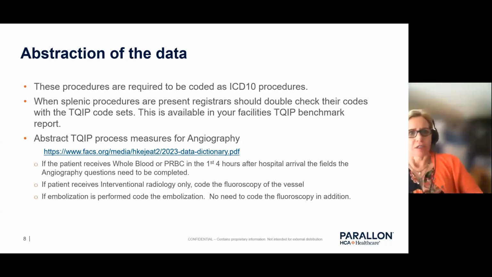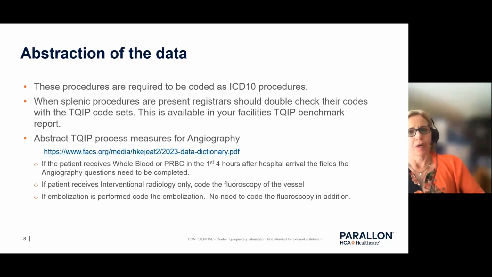So when splenic procedures are present, I always kind of pop in and just look at my splenic codes and see, well, is this one of these splenic codes, right? I like to compare it and see what I have. And then I like to go back and see, well, is that really what it is? If I don't have this code, should it meet that code? So I'll dig a little deeper and see if I should be including one of those TQIP code sets.